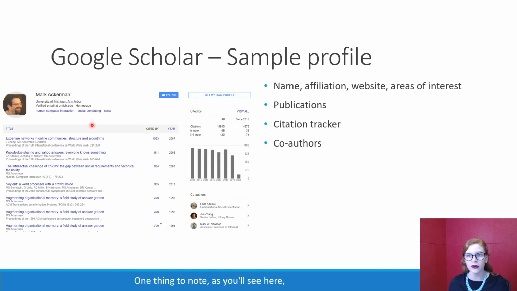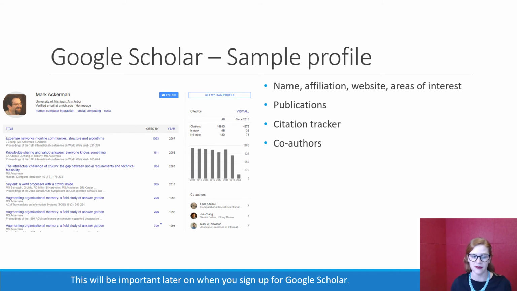One thing to note is you'll see here Mr. Mark Ackerman is verified. His email is verified, and that just means that Google has confirmed, yes, this person does have an email address at the university they say they do. This will be important later on when you sign up for Google Scholar because we do want those email addresses verified. You will need to use your CMU email address, and we'll talk a bit more about that in a minute.